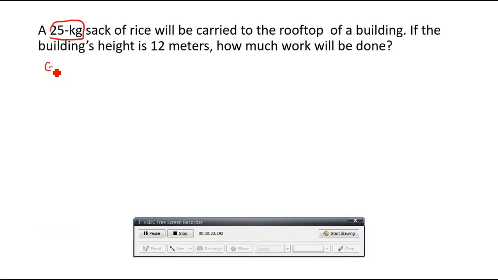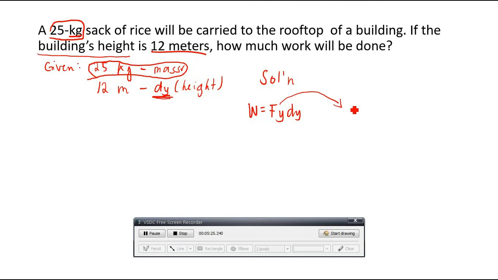If you're going to analyze the problem, 25 kilograms, since it's expressed in kilogram, is your mass, or the mass of the sack of rice, and 12 meters is your building's height, and height is a vertical distance. So this is your dy. For our solution, we can use the formula W, or work, is equal to Fy dy.